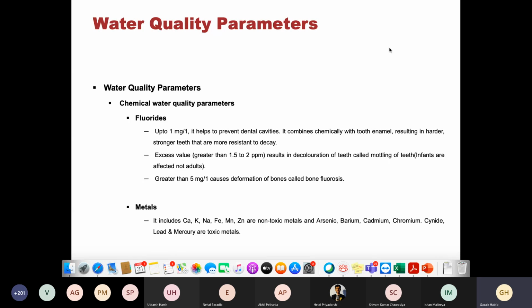So greater than 5 mg per liter causes deformation of the bone, called bone fluorosis.